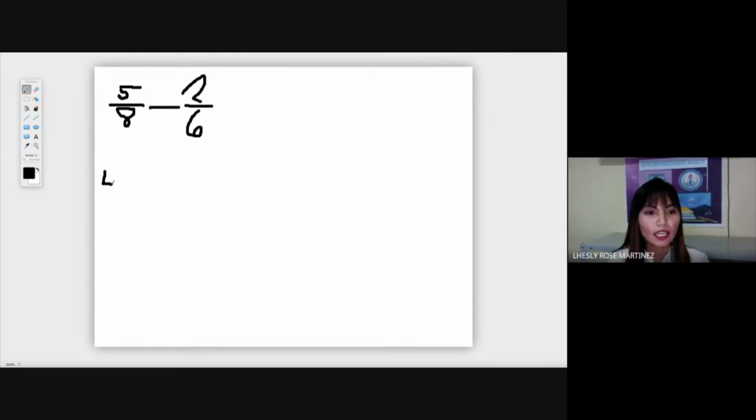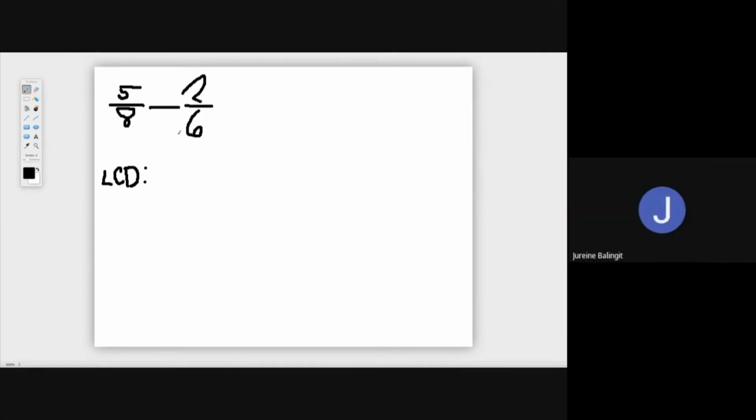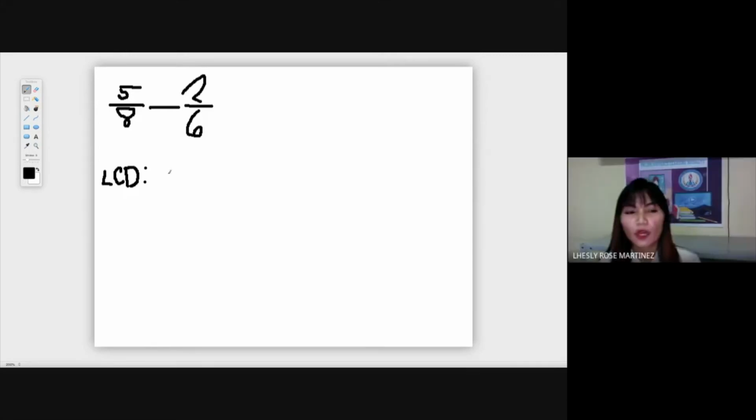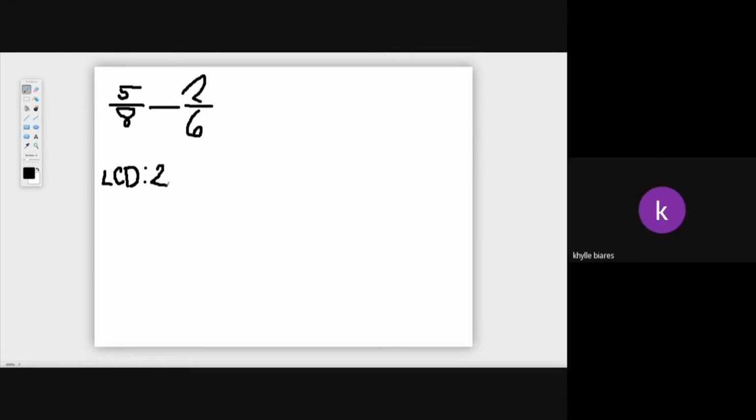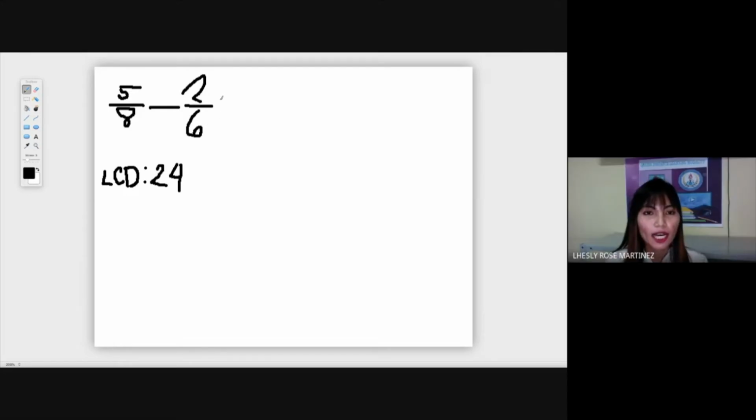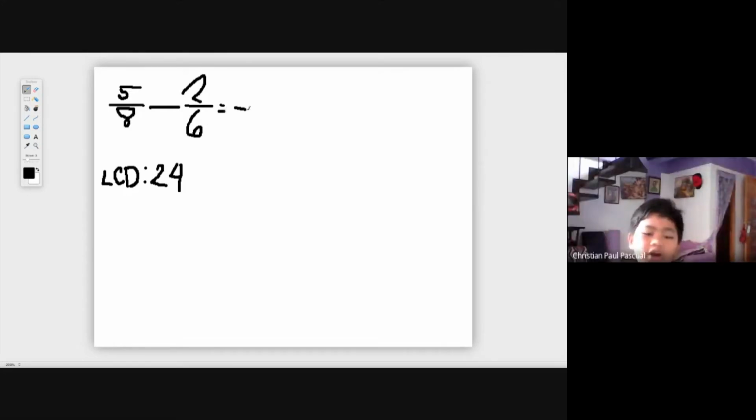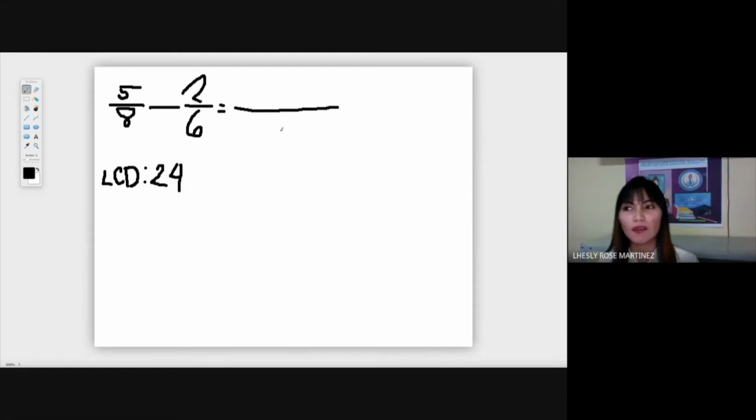You need to find the least common denominator of 8 and 6. So what is the least common denominator of 8 and 6? 24. Okay, 24. So we have 24. Opo, sa chat box ko ilagay po yung sagot po, ha? Okay, so let's put 24 dito po sa denominator. So second step is find the equivalent fractions of 5/8 and 2/6.